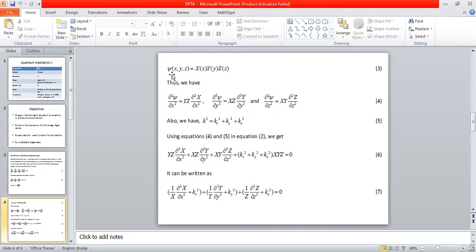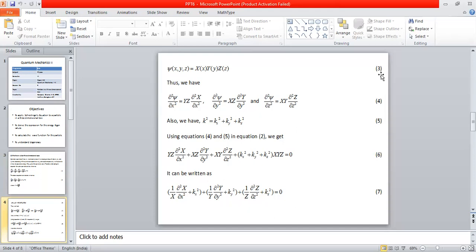So here, the dependence of ψ on x, y, z, we have split into three different components, each component being a function of only one coordinate, x, y, or z. Therefore capital X, capital Y, and capital Z give us three different functions of the x coordinate, y coordinate, and z coordinate respectively. Therefore we are able to separate the three variables, x, y, and z, separately. That's why this method is called the separation of variables method.